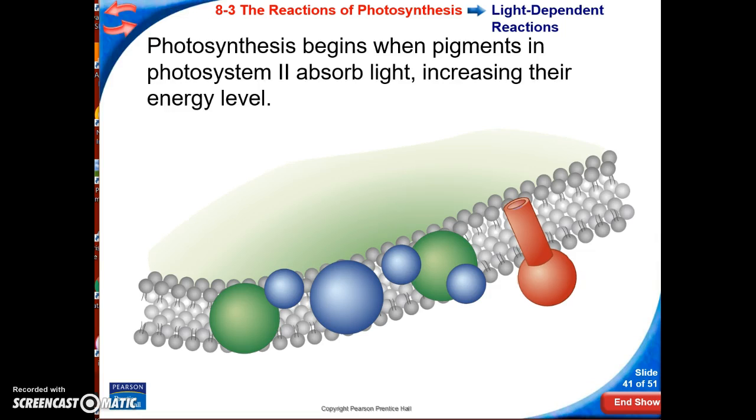So the photosynthesis begins when the pigments in photosystem 2, which is this first green circle right here, absorb light, the electrons are going to gain more energy. So you can see the energy being added here.